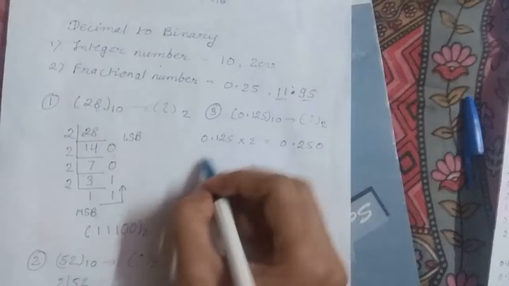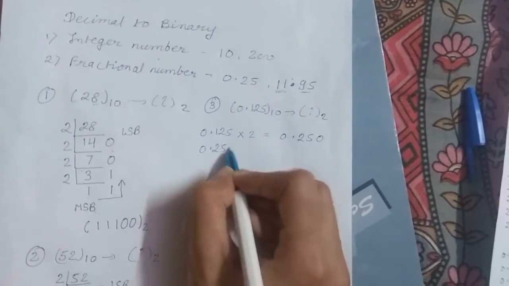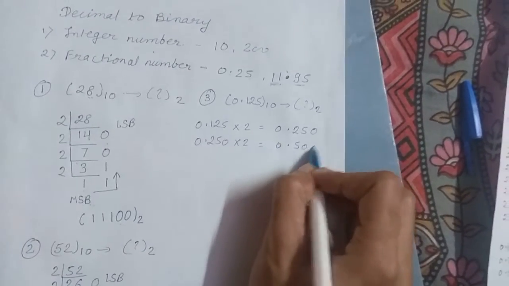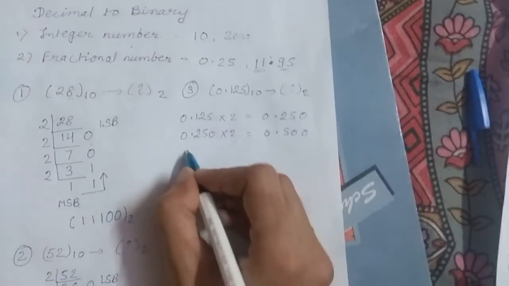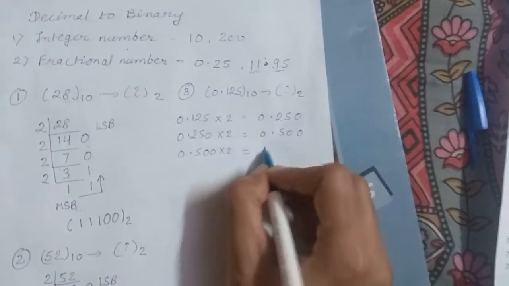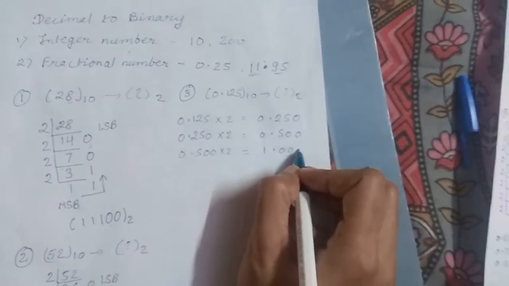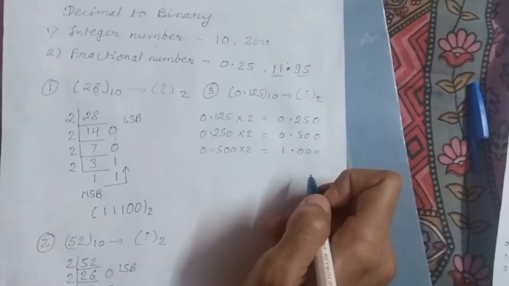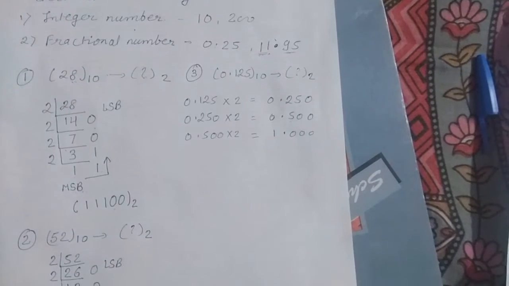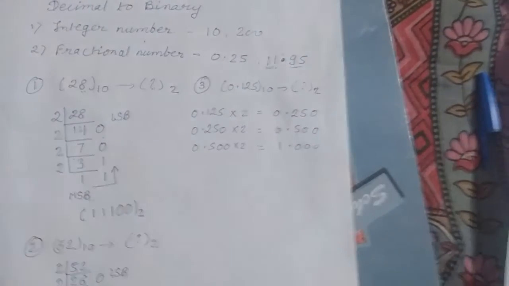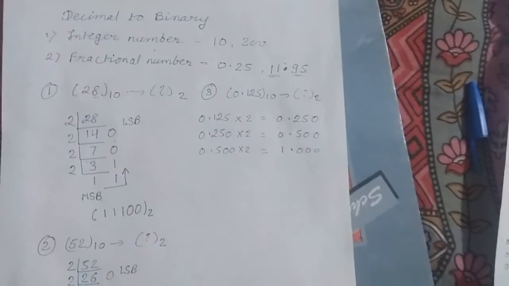0.250 we multiply by 2. 0.250 into 2 equals 0.500. This 0.50 again multiply by 2. This will give 1.000. So the question arises, how long do we have to multiply this fractional value? Until you get 1, you have to go on multiplying.